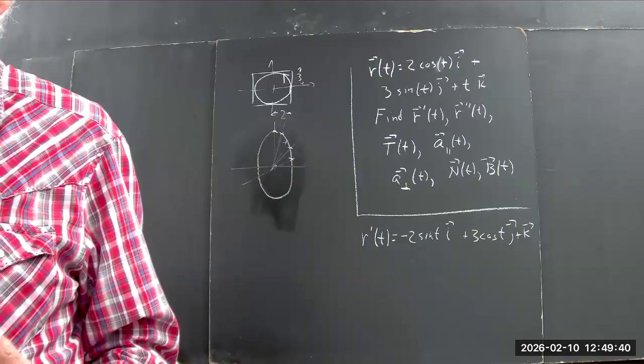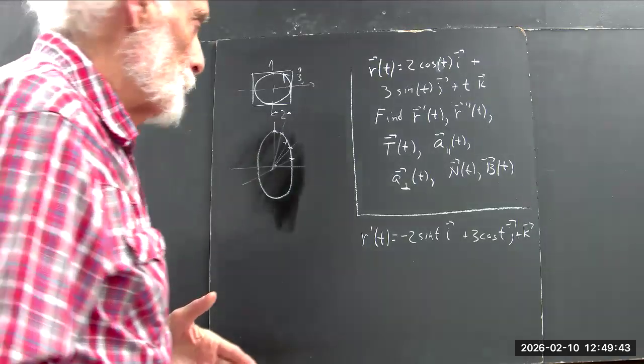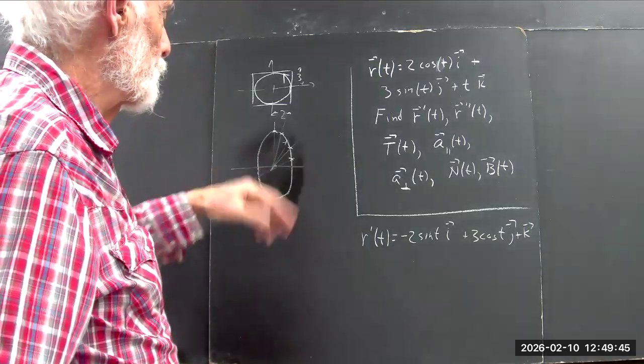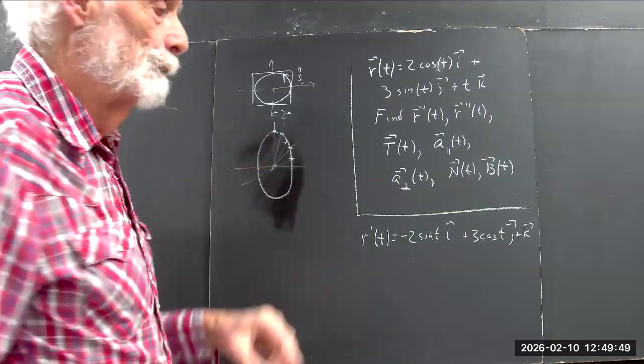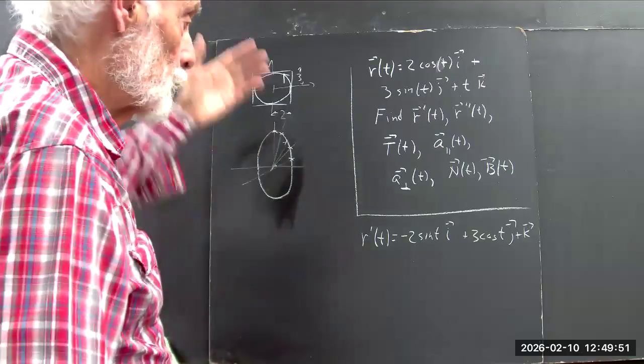But if you move 30 degrees from here to here, you're going to move further than if you move 30 degrees from here to here. There's more curve to cover.